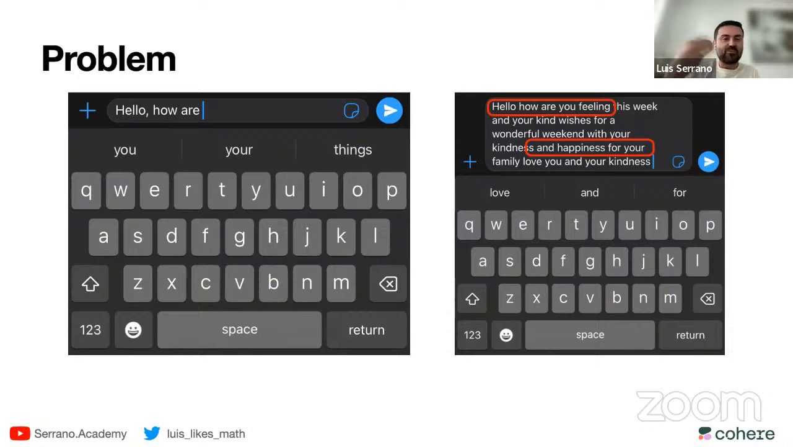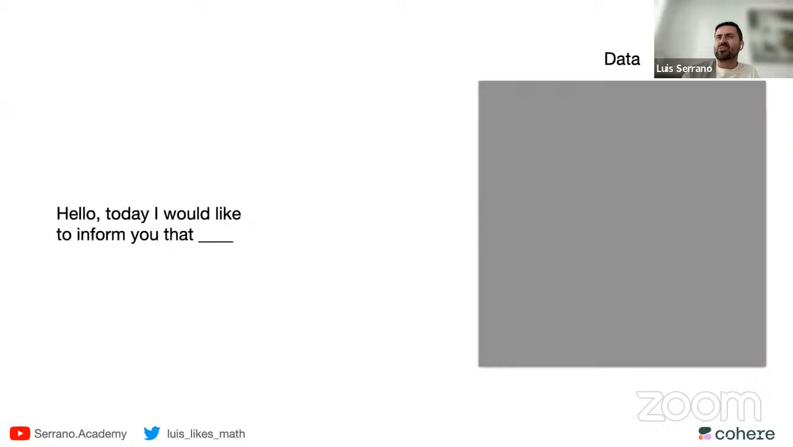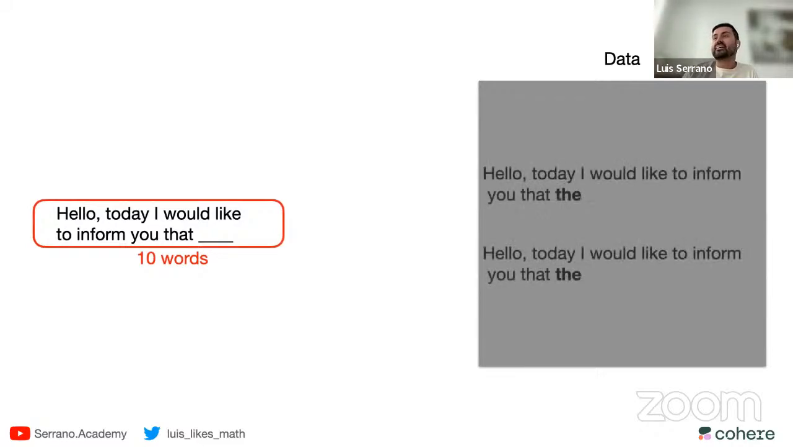In the same way that we went from 1 word and then 2 words and then 3 words, why don't we try a lot of words? What about 10 words? You have, hello, today I would like to inform you that blank. And so you look in the text for all the times that, hello, I would like to inform you that, appears, and the next most common word is the, so we put the.